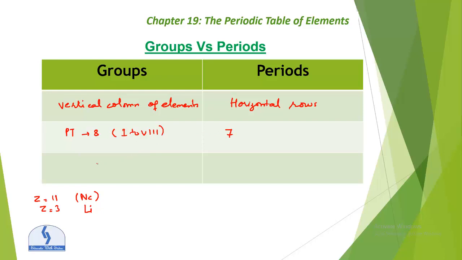The groups run from top to bottom, and the periods run from left to right in the periodic table. So basically groups are the vertical columns of elements and periods are the horizontal rows. Groups are 8, periods are 7, and the groups run from top to bottom and the periods run from left to right in the periodic table.